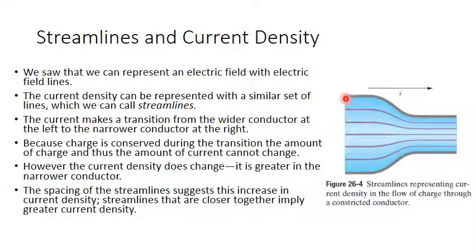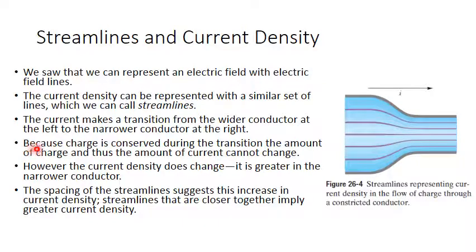So the current density in a wide conductor would be smaller than the current density in a narrow conductor. However, the total current is the same in both conductors because the number of charges passing through the wide conductor is the same as the number of charges passing through the narrow conductor.